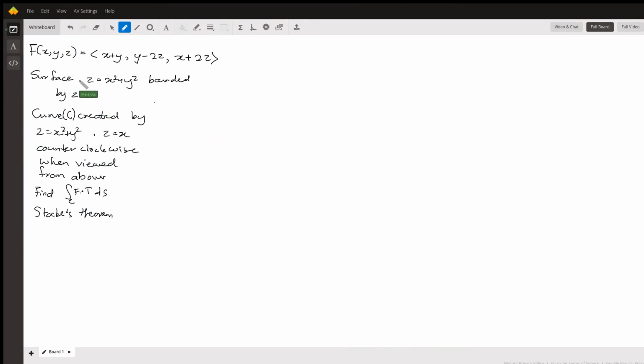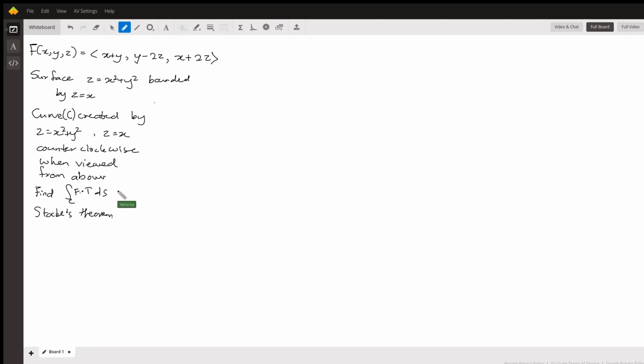So the question is that you have this vector field F of x, y, and z, given by the components x plus y, minus 2z, x plus 2z. And then you have this surface that is formed by the two equations z equals x squared plus y squared and z equals x. This is oriented such that the curve created by these two surfaces goes in the counterclockwise direction when viewed from above. And you're supposed to find this line integral using Stokes theorem.